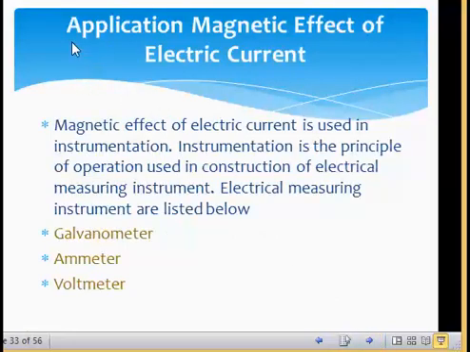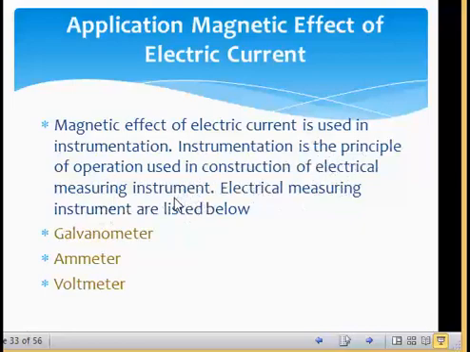Now we are going to look at the applications of the magnetic effect of electric current. Where do we find the magnetic effect of electric current very useful? The magnetic effect of electric current is used in instrumentation. So in the area of instrumentation, we find it very useful. Now, what is instrumentation? Instrumentation is the principle of operation used in the construction of electrical measuring instruments.